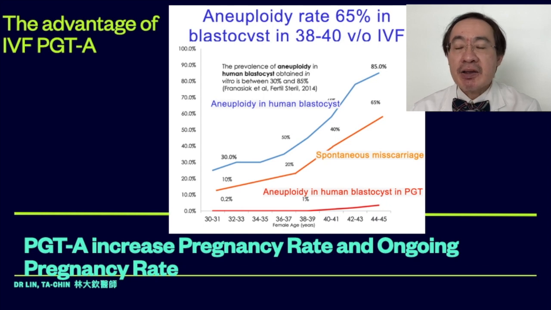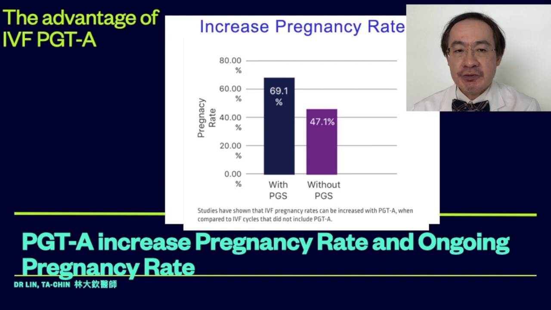If you are 38 to 40 years old, even among the blastocysts of your IVF embryos, about 65% will be aneuploid, as shown in the blue line of the picture. Therefore, you will have a high rate of spontaneous abortion, shown in the orange line. But in PGT-A IVF, we can reduce the risk of aneuploidy to 0.2 to 3%, shown in the red line of the bottom picture. Therefore, PGT-A IVF can increase your pregnancy rate and ongoing pregnancy rate.